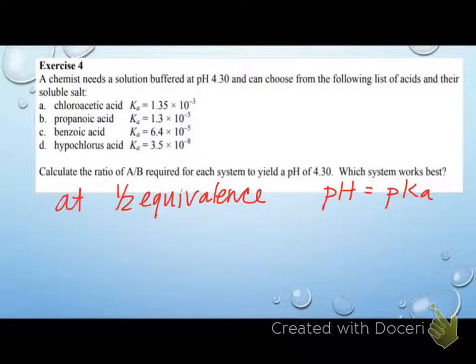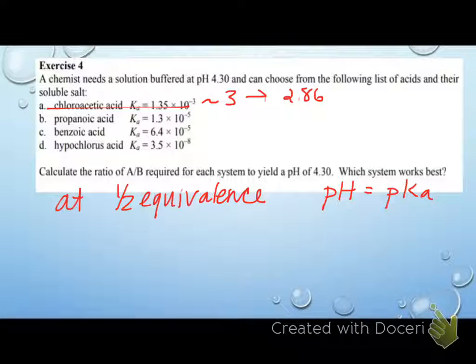And so if you're on an AP multiple choice, obviously you don't get to use your calculator. So we're going to ballpark some stuff based on what you know on negative logs. If I take the negative log of something that's a times 10 to the negative 3, your pH is going to be about what? 3-ish. It actually ends up being 2.86. So that one's not going to work. It's not going to make a good buffer.